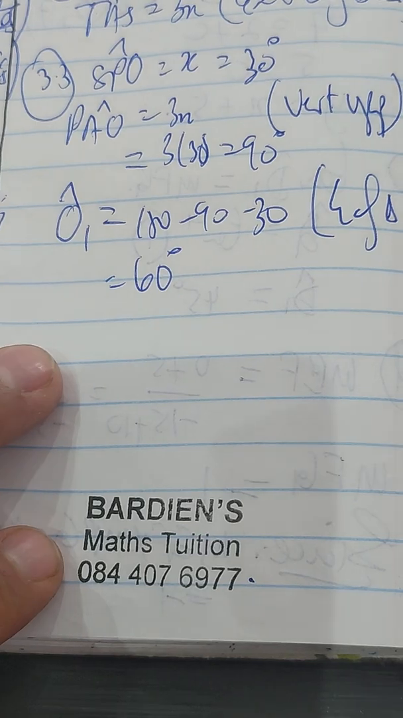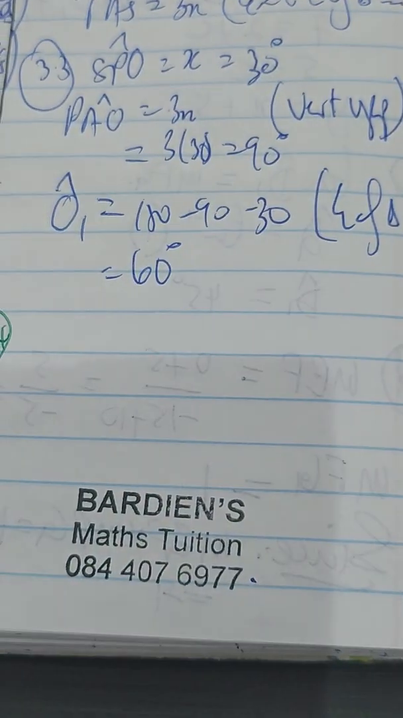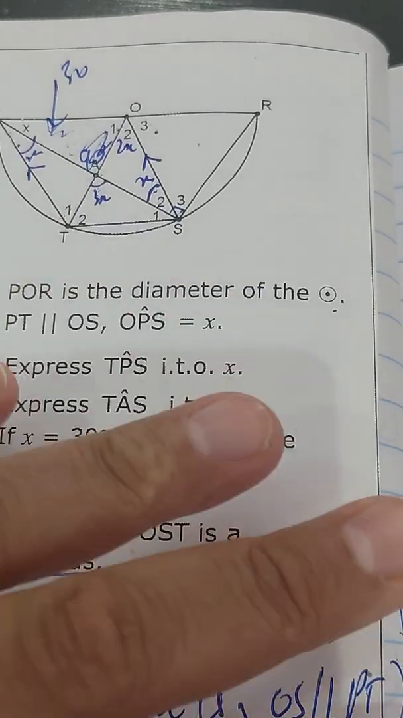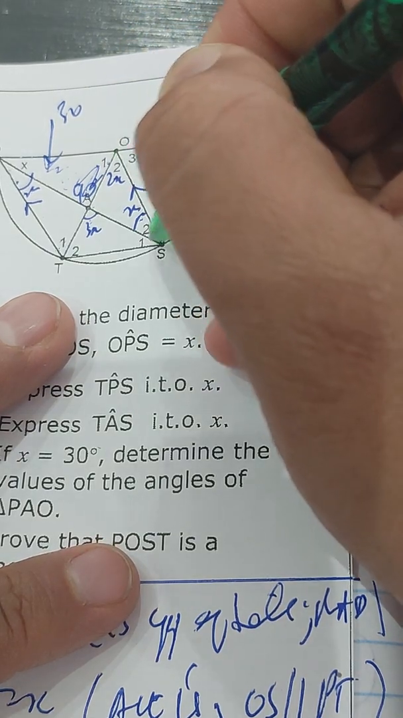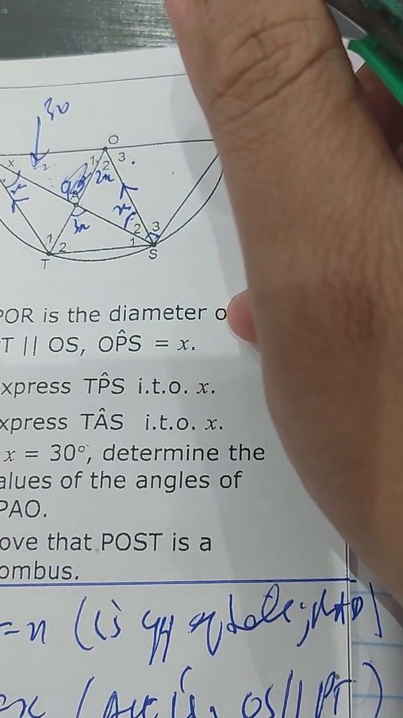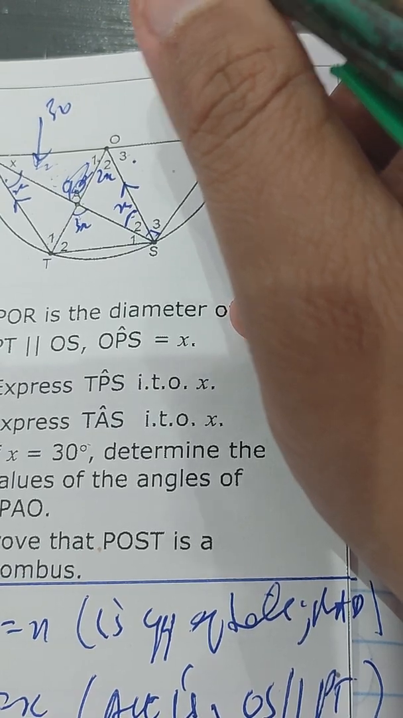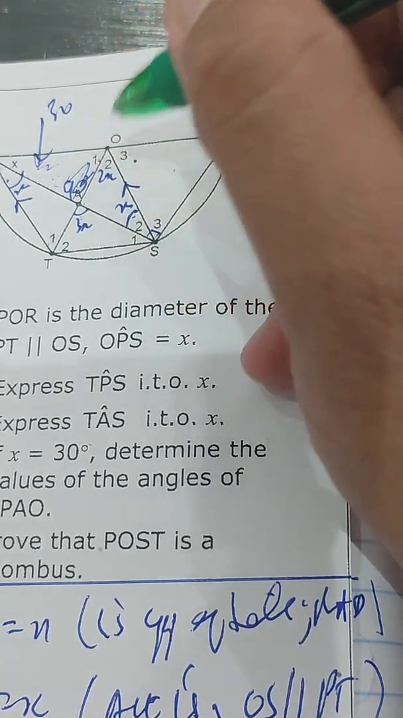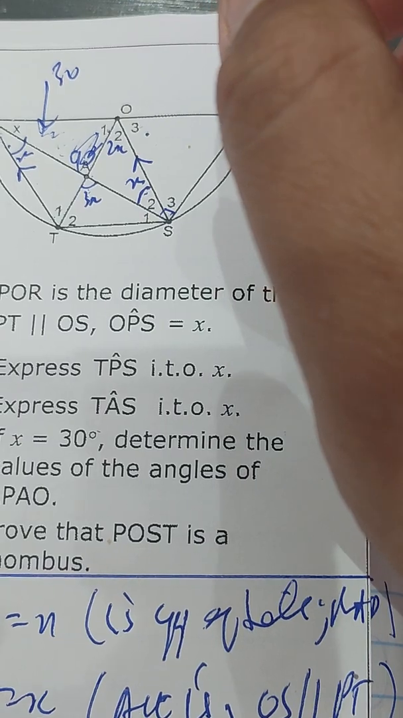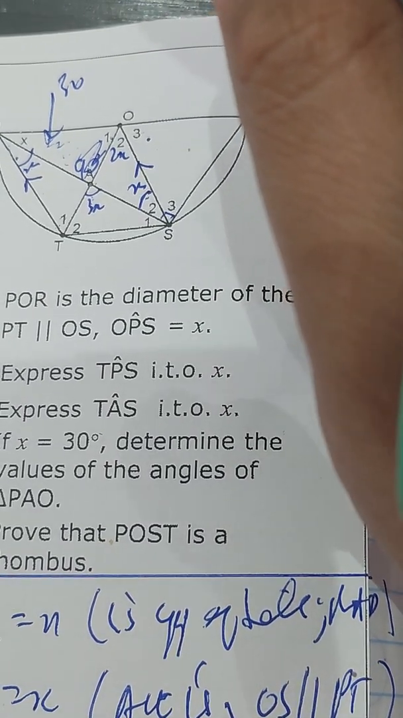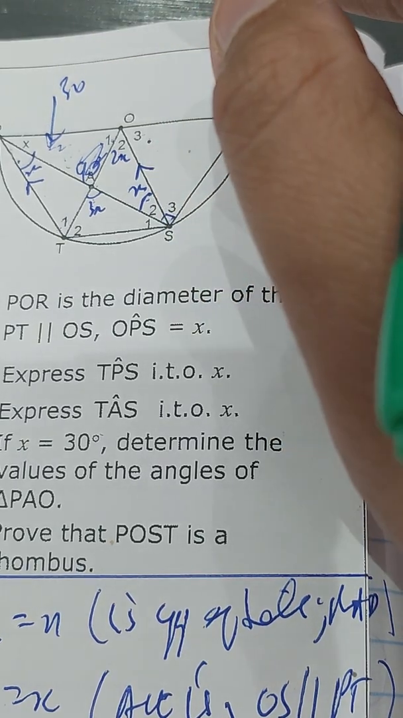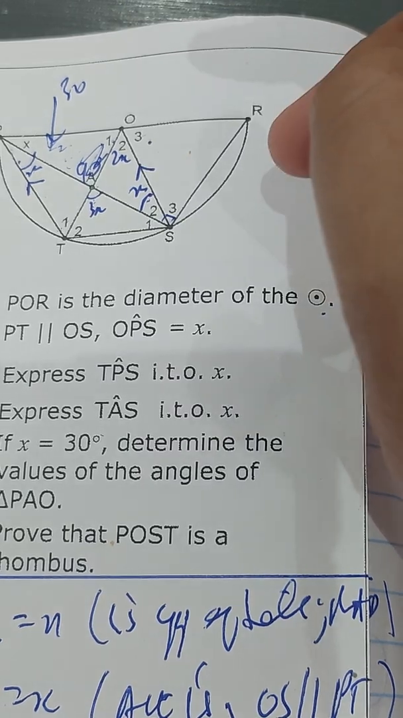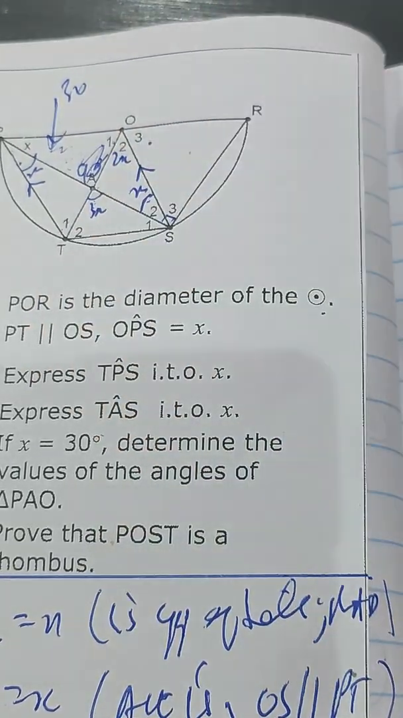Let's look at number 4, which is 3.4. In question 3.4, it says prove that POST is a rhombus. For this to be a rhombus, there are 6 properties to prove it's a rhombus. The one I'm going to use here is that the diagonals bisect the vertex angles. There are 2 of those shapes: it's either a rhombus or a square where that is the case. And in a kite, one diagonal bisects the vertex angles. There's only one of those sets. Here, if I prove that 2, the least it can be is a rhombus.